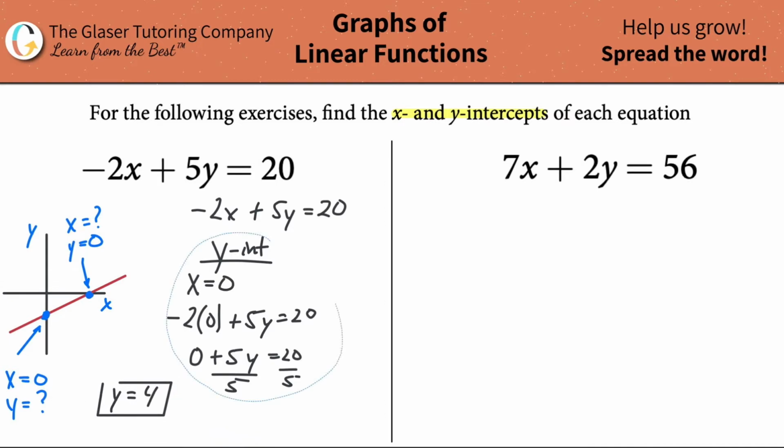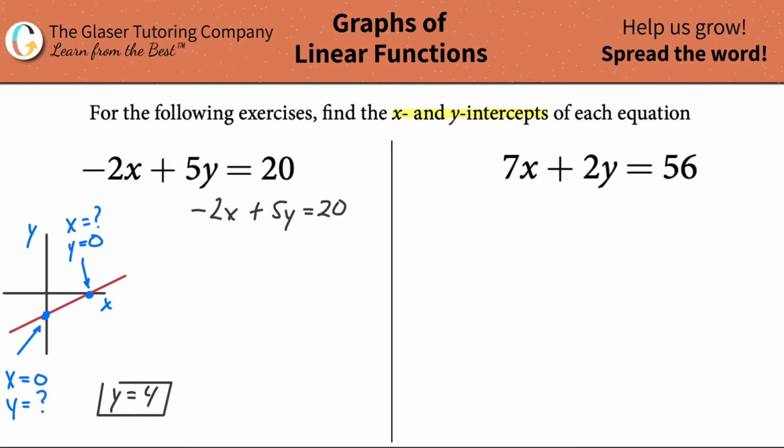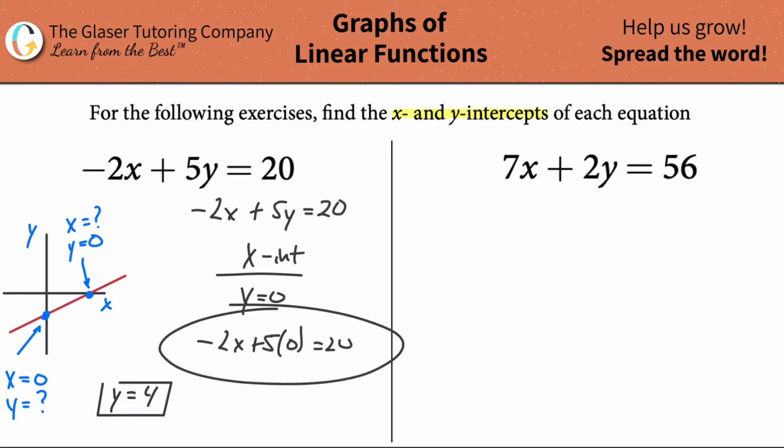Let's do the same thing for the x-intercept. Remember, the x-intercept is the point at which y is equal to 0. So I'm going to take y of 0 and plug it in. It's going to look like this: -2x plus 5 times 0 is equal to 20. I love this again because there's only one unknown. When I solve this equation for x, I'm finding the value of x when y is equal to 0, and that is by definition the x-intercept. This will tell me the coordinate of that x-intercept.